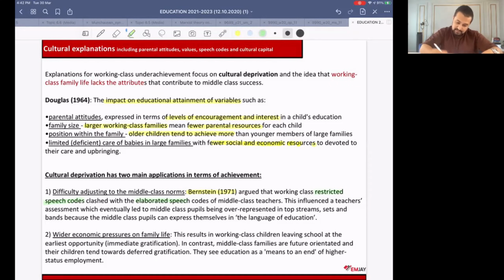Now, according to Basil Bernstein, he argued that working class restricted codes clashed with the elaborated speech codes of the middle class. Clashed, right? Okay. Now, did I mention what restricted and elaborated code was? I think I didn't.